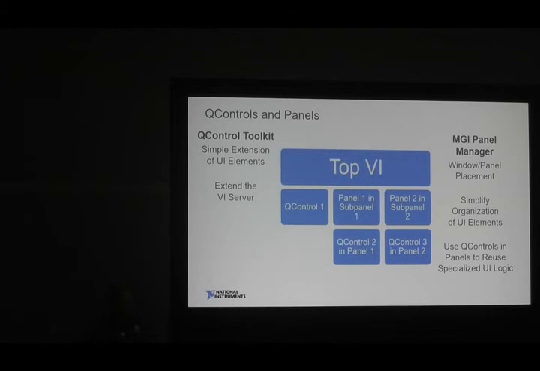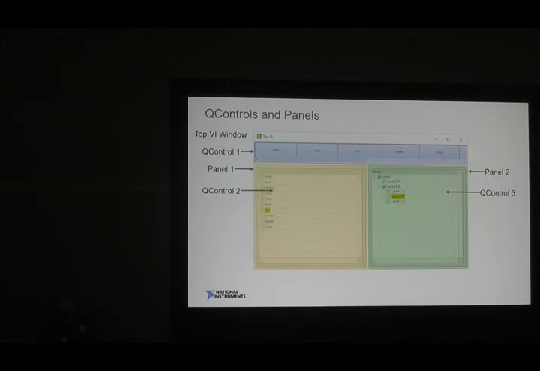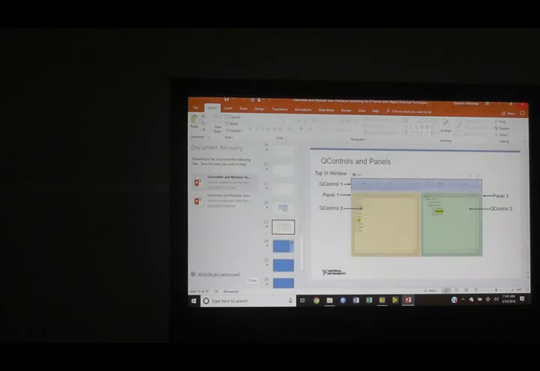You can use queue controls in panels, and so I have a schematic here where I have a top-level VI. In it, I have one queue control running, and then I have two sub-panels. In one sub-panel, I have another queue control running, and in the second sub-panel, I have another queue control running. It looks like that, where I have a bar across the top, and then two different things going on here. So let me show you that. I actually have that.